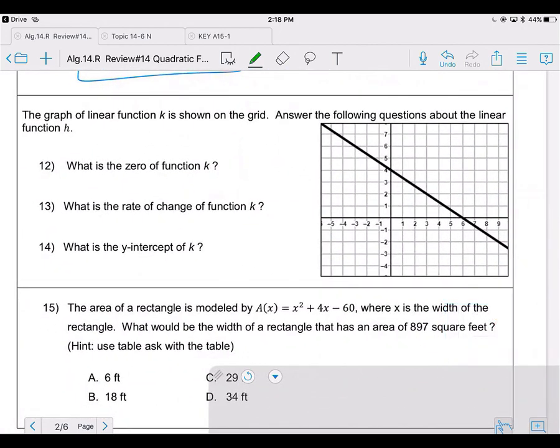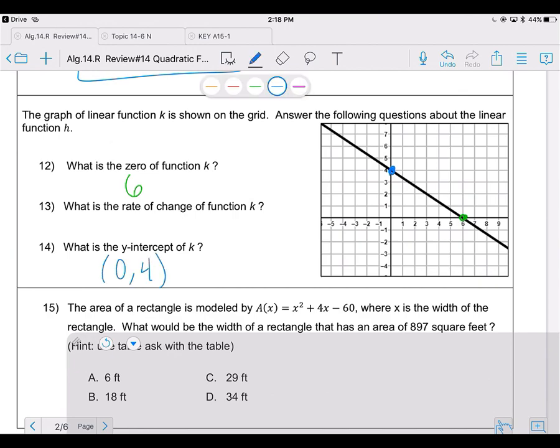We have a linear function k shown on the grid, and they ask us to answer these questions. So problem 12 is asking us about the 0. That idea for 0 has not changed. It is still where it crosses the x-axis. So the 0 is 6. The rate of change, well, I'll do the y-intercept first. The y-intercept is the point 0,4 in the blue.